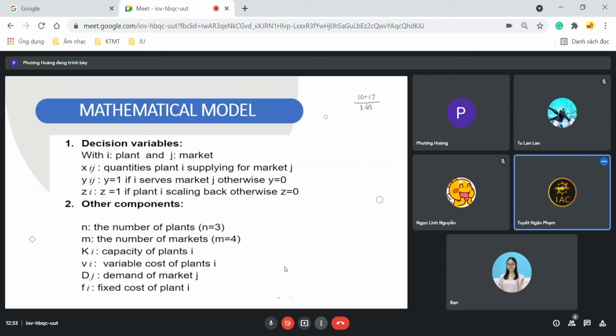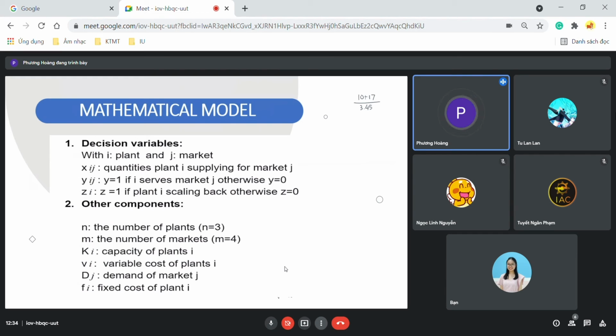First of all, we define a mathematical problem with decision variables and objective function. In decision variables, with i is plant and j is market, and Sij is the quantity plant i supplies for market j, and two binary variables are Yij equals 1 if i serves market j and equals 0 otherwise. And Zi equals 1 if plant i is scaling back and equals 0 otherwise.